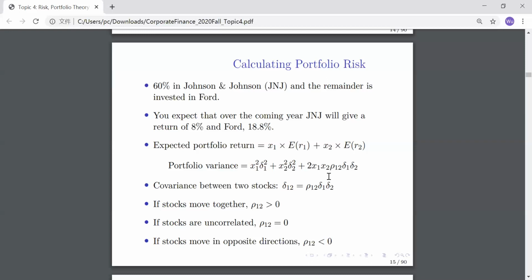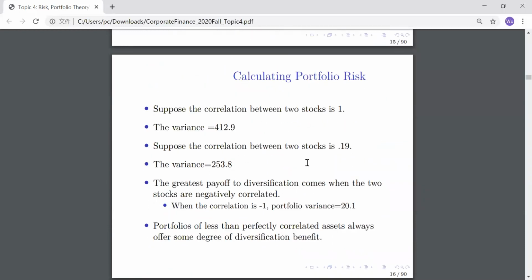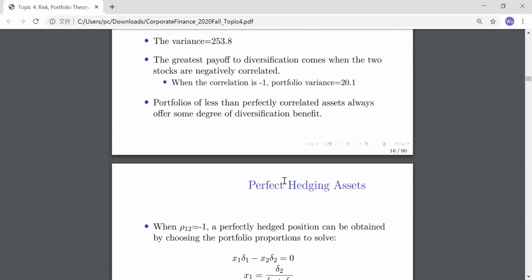Now, even better, if the two stocks move in opposite directions, now this rho 1,2 is negative. In that case, portfolio variance is reduced even more, because they hedge against each other. That is the idea. Now, these are some numerical examples. So the conclusion here is that the greatest diversification benefit comes when the two stocks are negatively correlated, because they hedge against each other. So in our case, it's when the correlation is equal to -1. And basically, as long as you have portfolios of less than perfectly correlated assets, the portfolio can always offer some degree of diversification benefit, right? That is the idea.